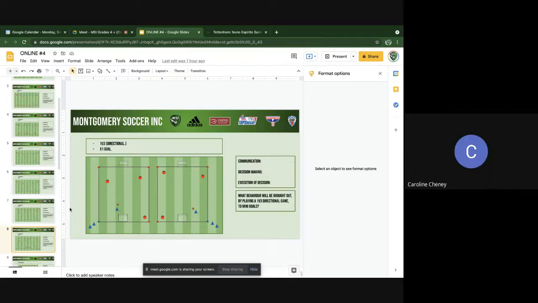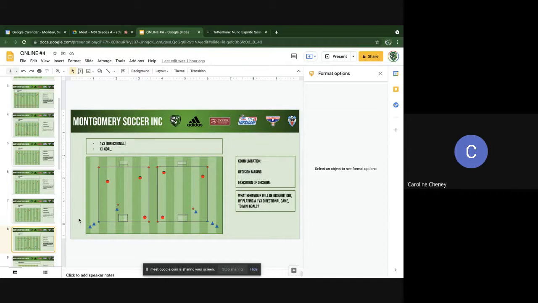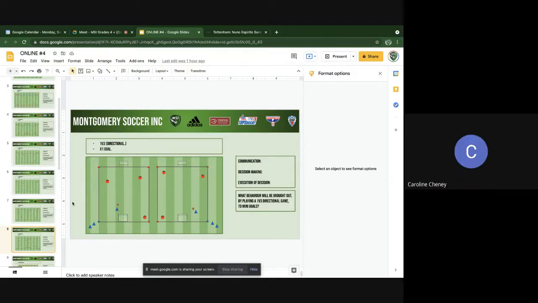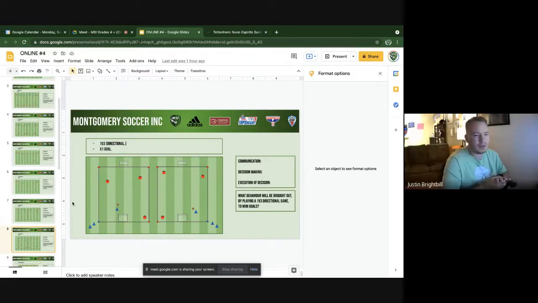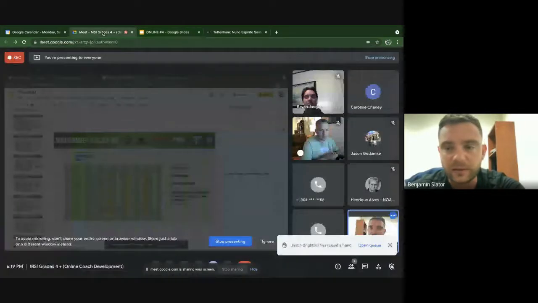Can they go to either goal? No, just the directional one. I guess they've got to stay ahead of the player who's coming at them from the back. And then beat the first defender to get to the second. Exactly. So for the execution of the decision, the coaching could be to cut across the path of the player who is executing this decision.